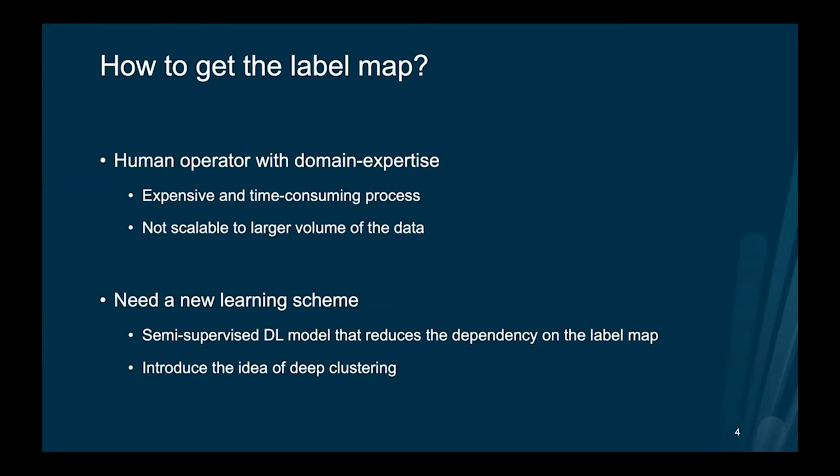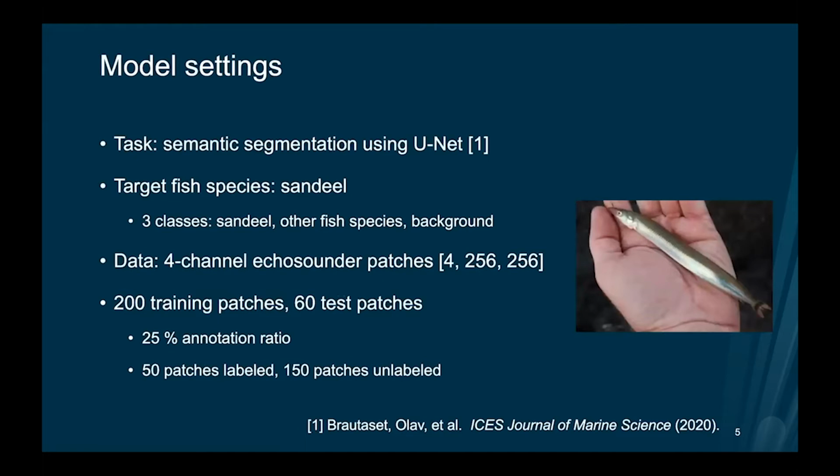So we suggest a novel semi-supervised deep learning model that introduces the concept of deep clustering. Let's take one step further into our semi-supervised model. The task is semantic segmentation. We utilize UNet. And we are interested in one specific species, which is called sandeel. It's a small fish. So we set 3 classes to classify pixels: sandeel, other fish species except sandeel, and the background, like water.